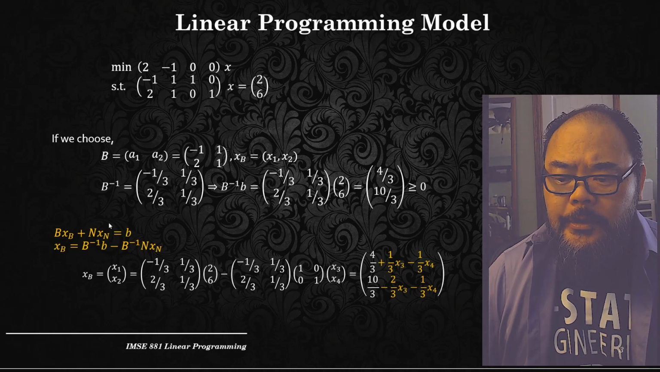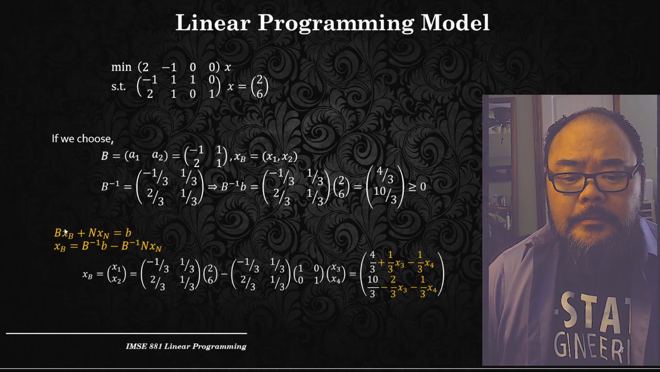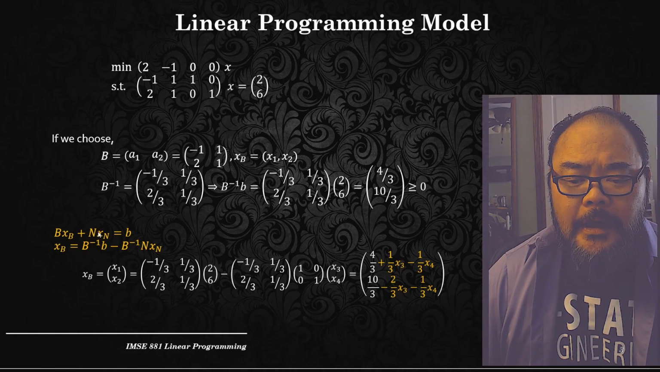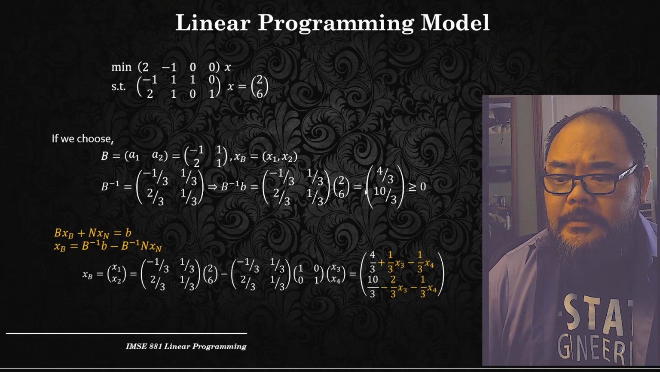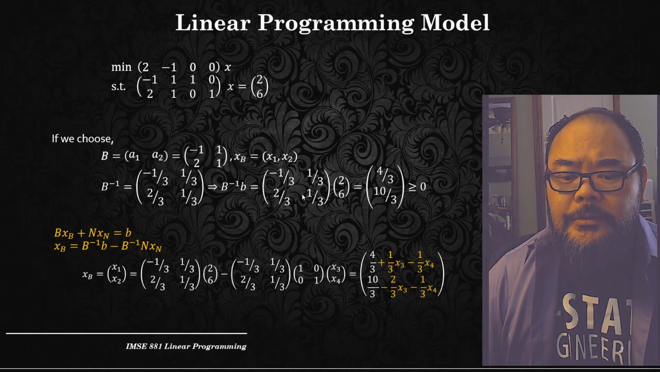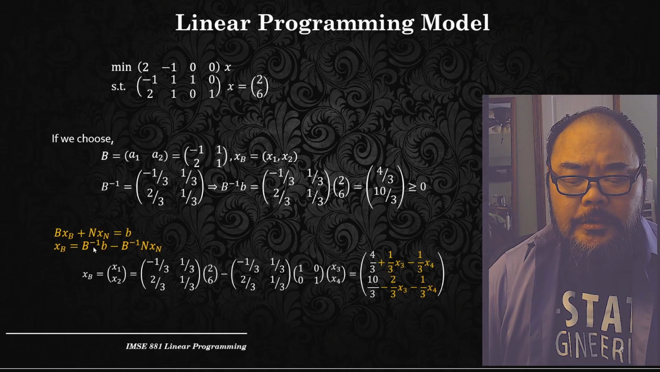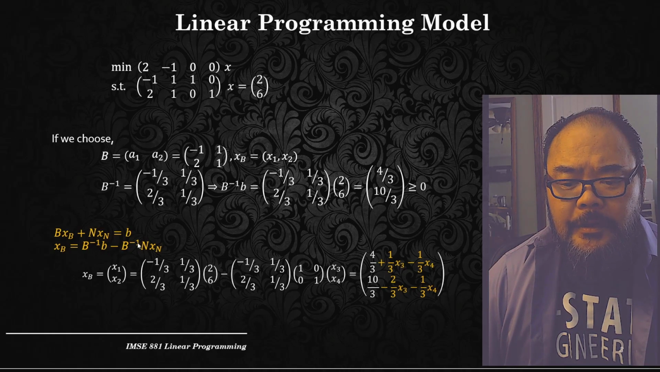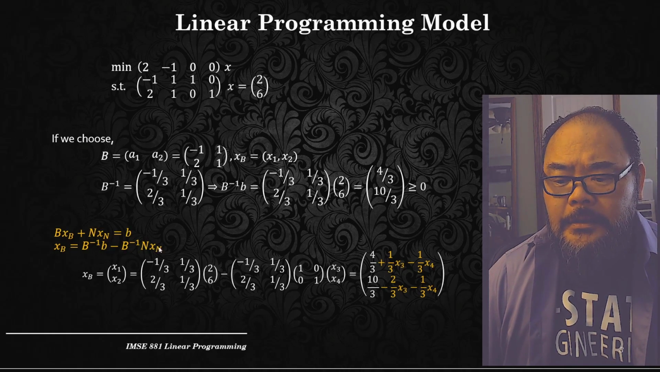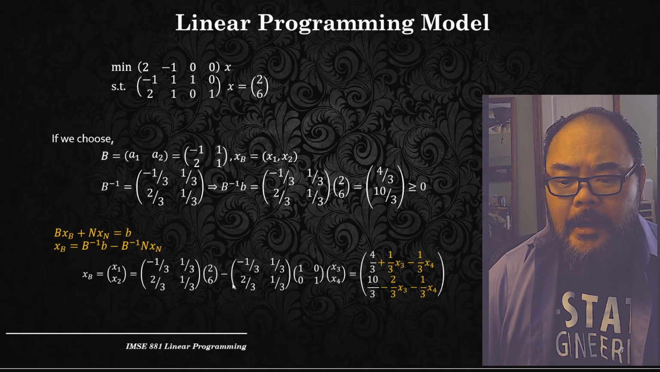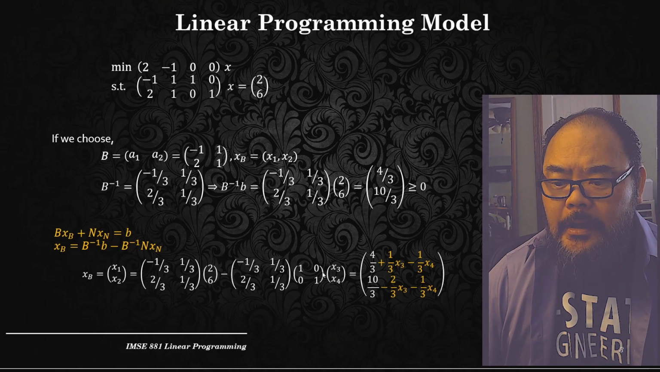Now, we also know that B times XB plus N times XN equals the right-hand side b, which is 2 and 6. And XB equals B inverse times b minus B inverse times N times XN. So we can write out the whole equation right here: X1 and X2 equals B inverse times b minus B inverse times N times XN.